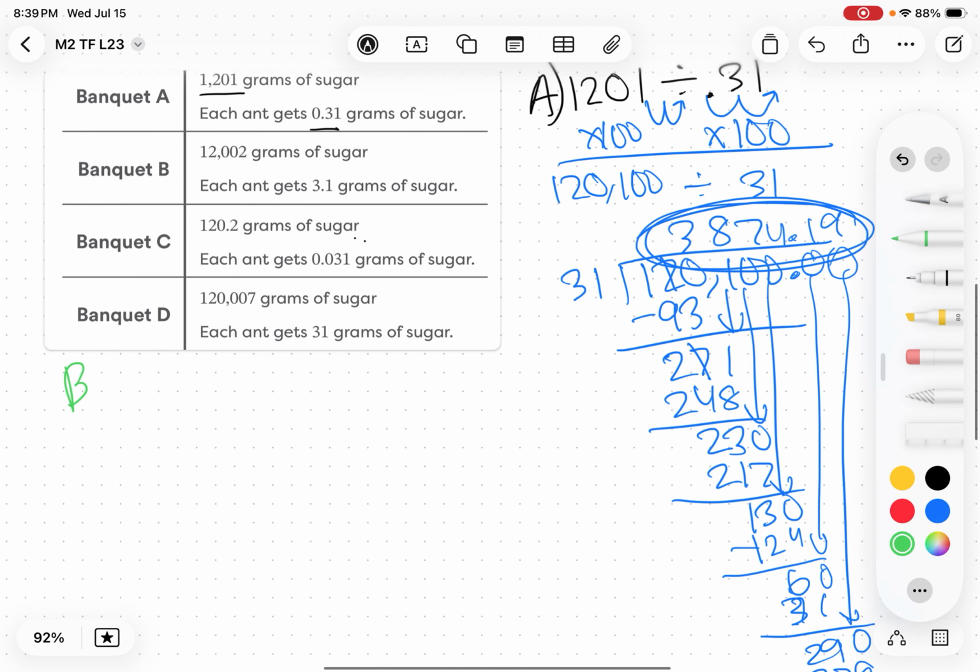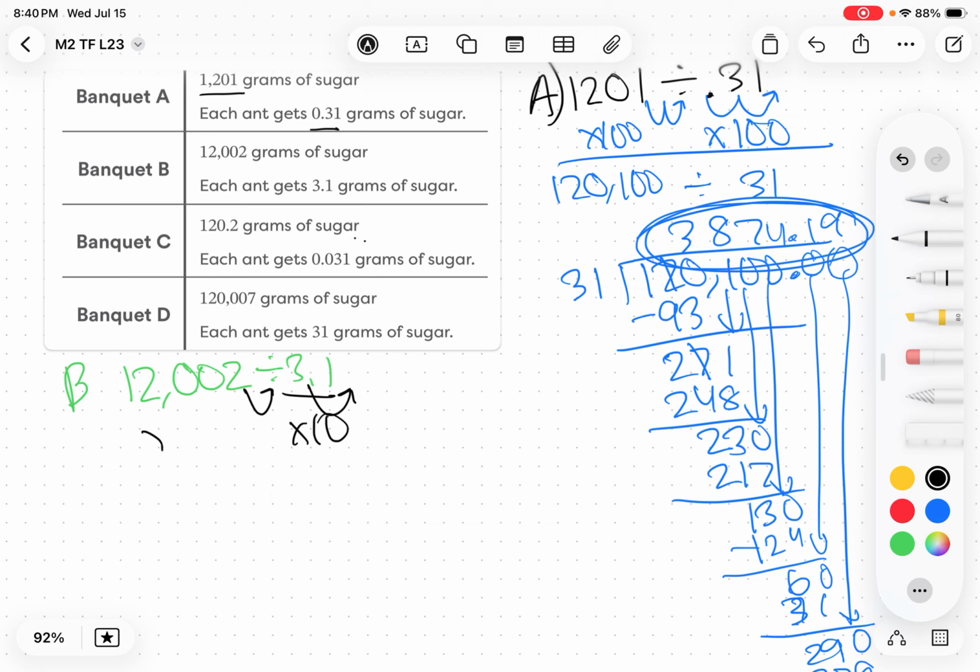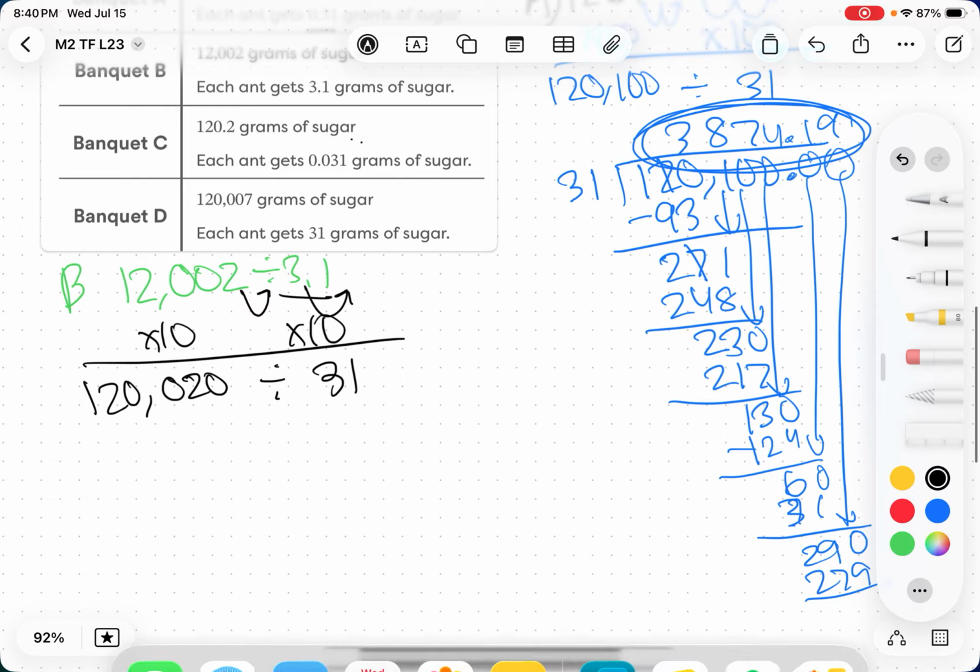So banquet B, we have 12,002 divided by 3.1. And again, we want to move those decimals over. So we can't have a decimal in our divisor. So if we move it over 1 spot to the right, here and here, you can also think of it as multiplying both numbers by 10. This would become 31, and this is 120,020. And then let's go ahead and start dividing.